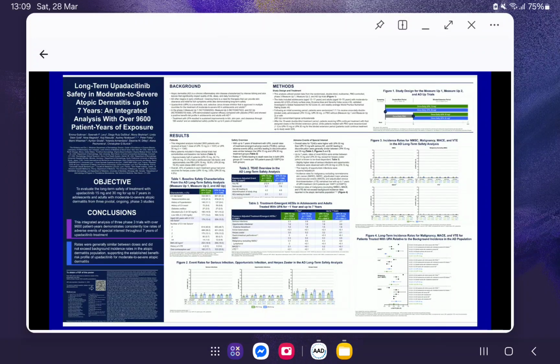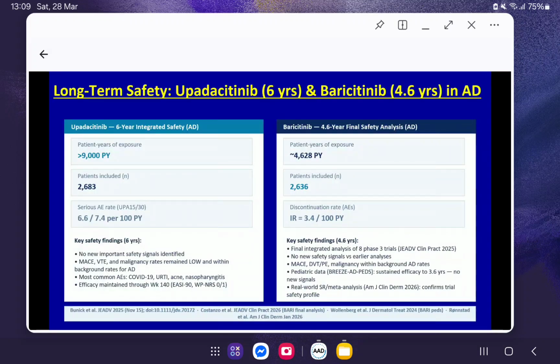And we know that the rates of adverse events in the long term mirrored, with no new serious safety signals and very consistent clean safety profile compared to what we saw early on, which is incredible news because that should give us more confidence to use these. So I put together this side-by-side comparison showing long-term safety of upadacitinib because now we have 6-year integrated data, 7-year I just showed you the poster, and for baricitinib we have almost 5-year data.